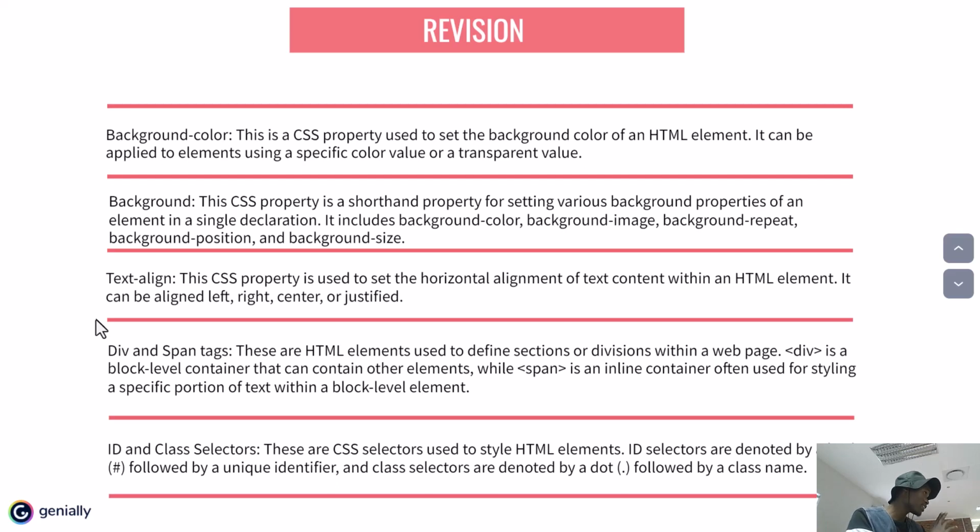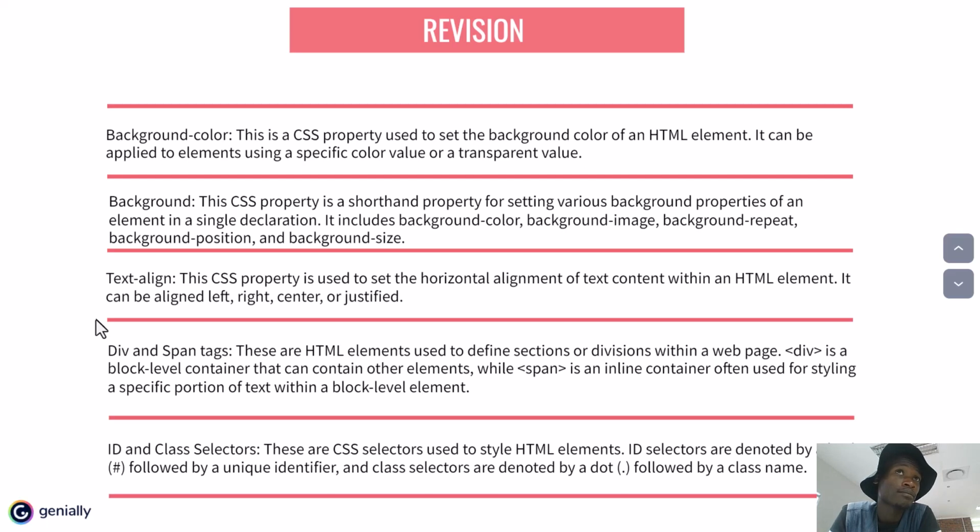ID and class selectors. These are CSS selectors used to style HTML elements. ID selectors are denoted by a hash followed by a unique identifier, and class selectors are denoted by a dot followed by a class name.